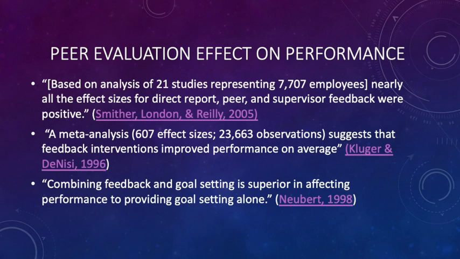So what is the peer evaluation effect on performance? There were 3 analyses made, and here were the results. So this is the first one. Based on an analysis of 21 studies representing 7,707 employees, nearly all the effect sizes for self, peer and supervisor feedback were positive. Another one says a meta-analysis suggests that feedback interventions improved performance on average. And number 3, combining feedback and goal setting is superior in affecting performance to providing goal setting alone.